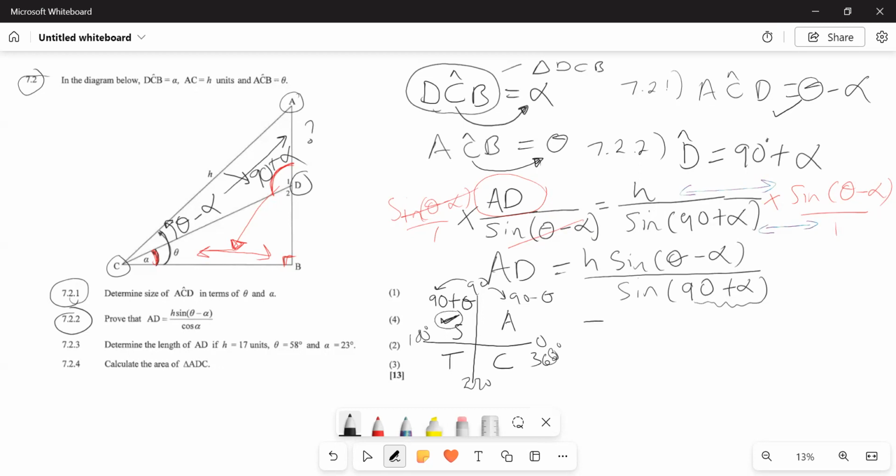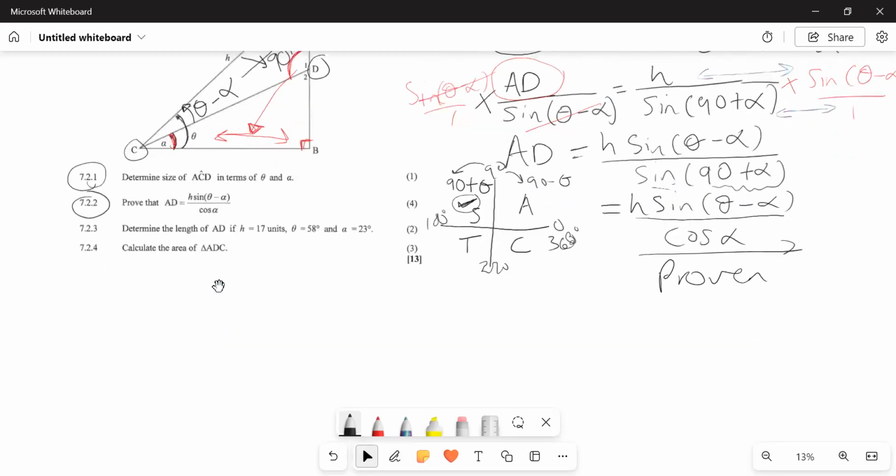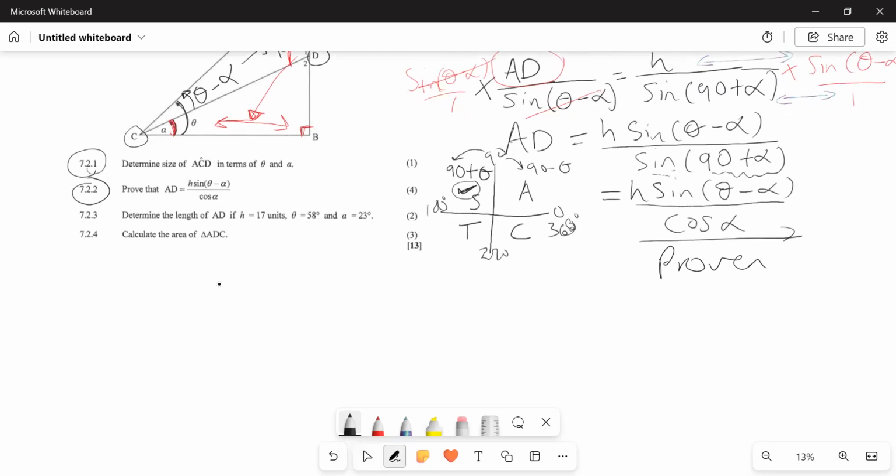So as soon as you have 90 plus something or 90 minus something, the trig ratio changes, right? The trig ratio will forever change. So the trig ratio here is sine. So sine changes to cos. So now we have cos alpha. Proven. We've proven our question. So now let's go back to our question. So now we have 7.2.3.